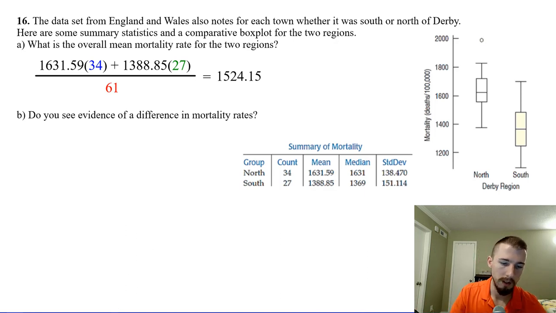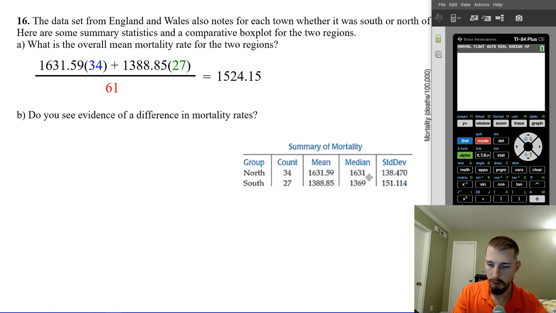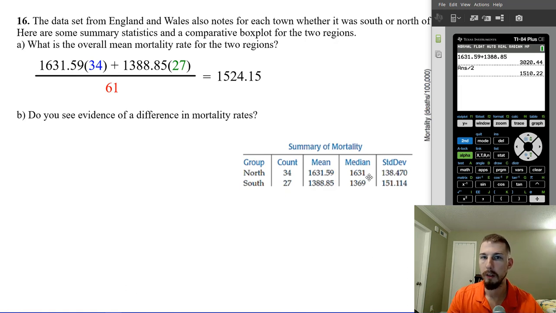So you might be thinking the way that we would do this is that we would add them together. So 1631.59 plus 1388.85, and then divide them by 2. So that would just give us the average between the two. But that's not quite right.